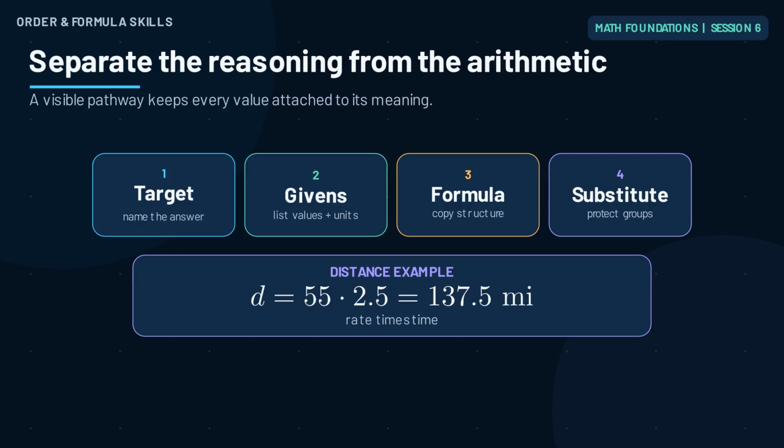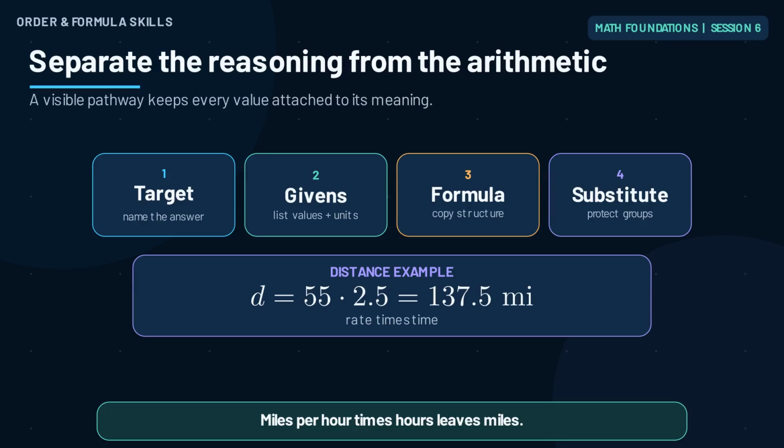For distance equals rate times time, use 55 miles per hour and 2.5 hours. The product is 137.5 miles. Rate times time leaves distance units, so the label confirms the operation. Target, givens, formula, substitution, calculation, and check form 1 calm pathway.